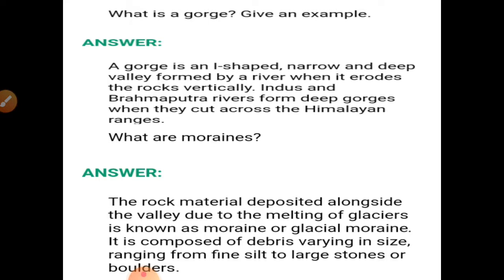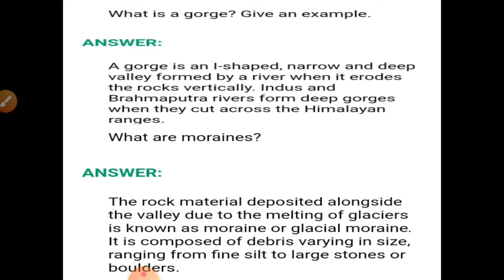Next question is: differentiate between gorges and moraines. So its answer will be: a gorge is an eye-shaped, narrow and deep valley formed by a river when it erodes the rock vertically. Indus and Brahmaputra rivers form deep gorges when they cut across the Himalayan range, while moraines, the rock material deposited alongside the valley due to the melting of glacier, is known as moraine or glacier moraine.